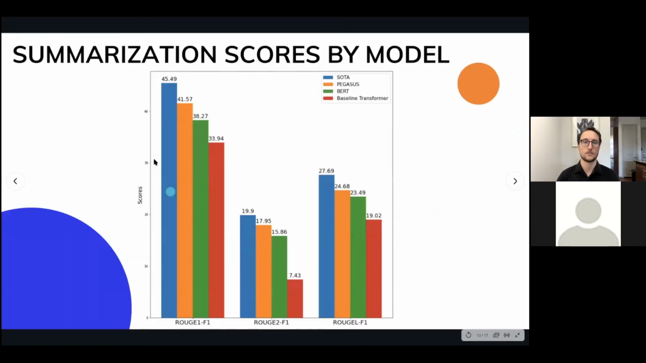And so here you can better see pictured the relative strength of the summarization of the different models. On the left, in each of these groupings, you have the current state of the art, followed by PEGASUS at the next highest, within about 5 to 10% of that state of the art, depending on the metric, and then followed by the BERT model. Then you'll see a baseline model, which is an untrained transformer network, which, as you can see, was far worse than any of the trained models.